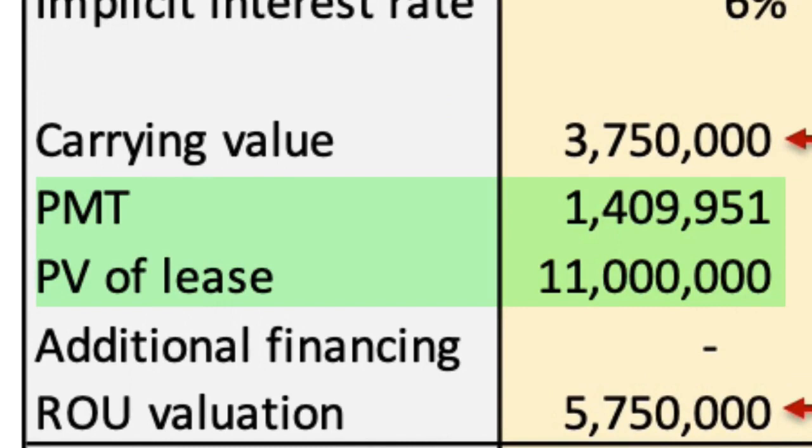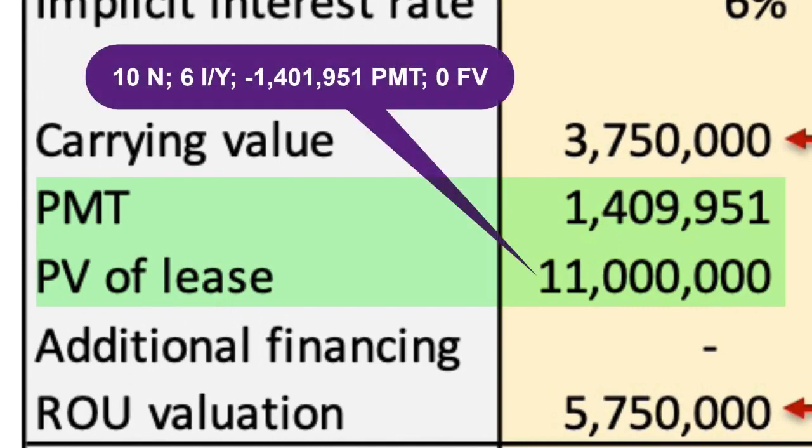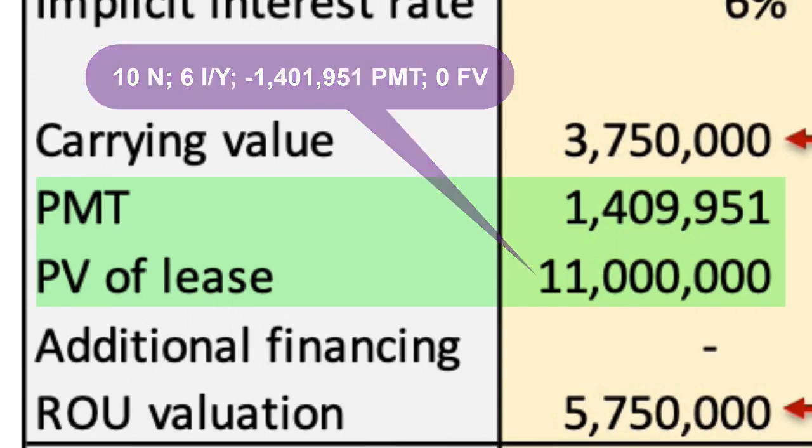From requirement 1, we know the payment is $1,409,951. The lessee takes the lessor's payment and calculates the present value of the minimum lease payments as follows: 10 N, 6 I/Y, $1,409,951 plus/minus PMT, 0 FV, and compute the present value to result in $11 million.